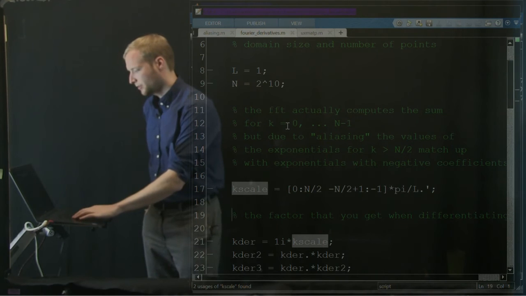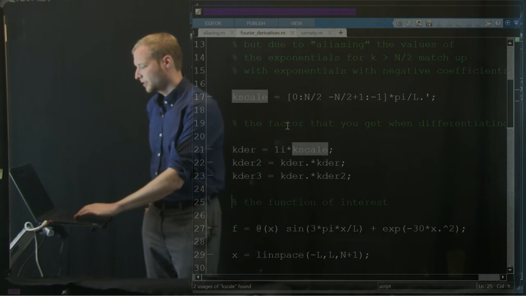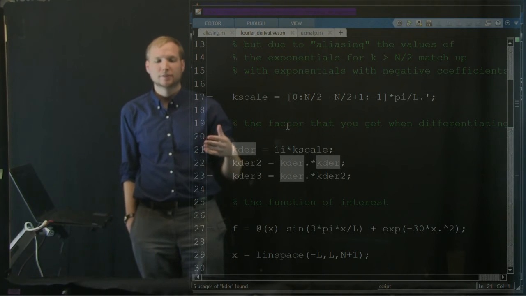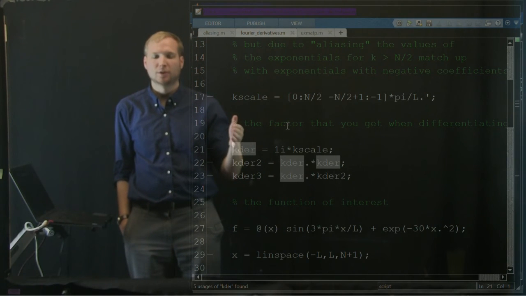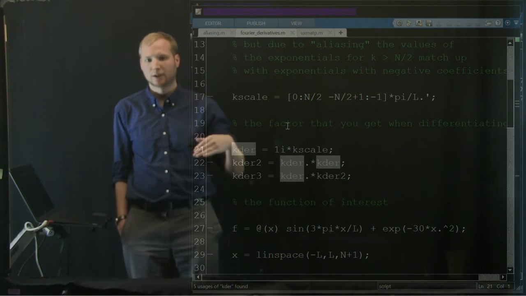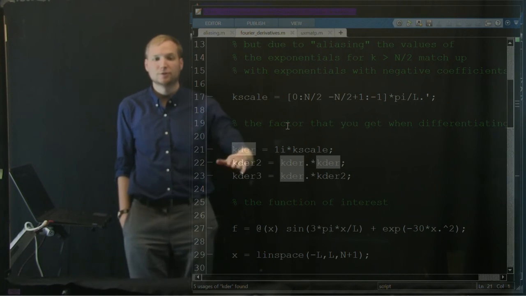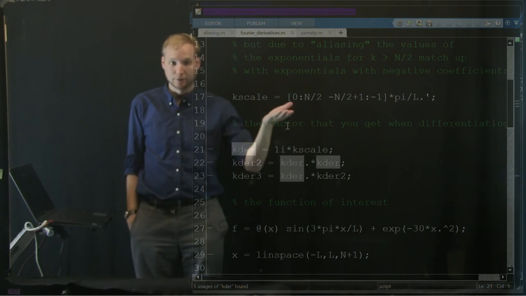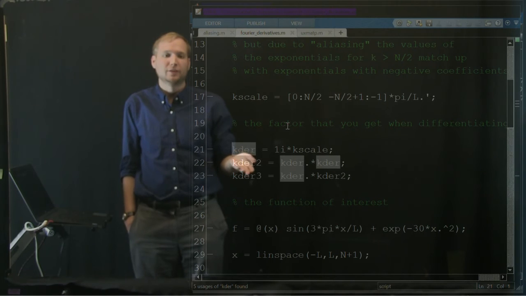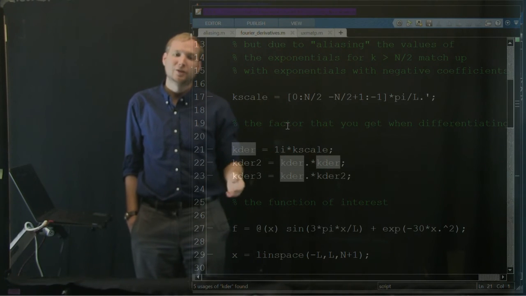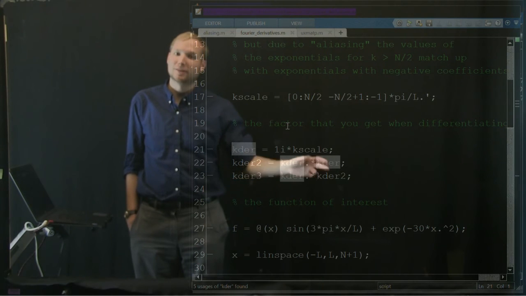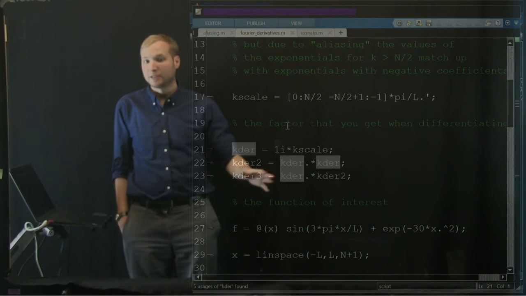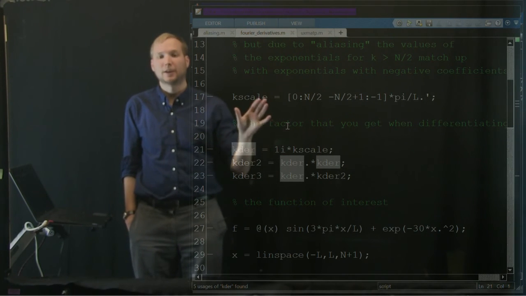And then it's really simple. Using those formulas that we have for the term-by-term differentiation of our series, we figure out what factor you need to multiply by to obtain the first, second, and third derivatives. And it's actually really easy. Once you've set up this formula for the first derivative, which just gives you 1i times the scaled version of the frequency, then the second derivative is that times itself, and the third derivative is the first derivative times the second derivative. Constants. So that's very easy to set up once you have the correct scaling for k.